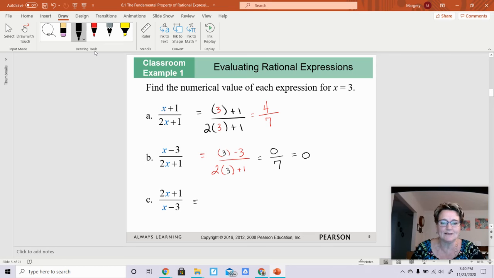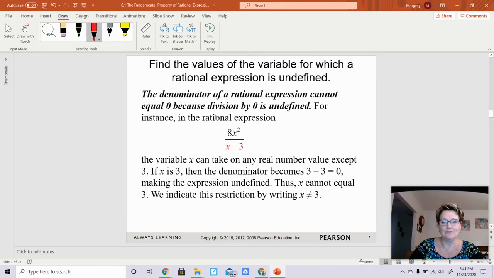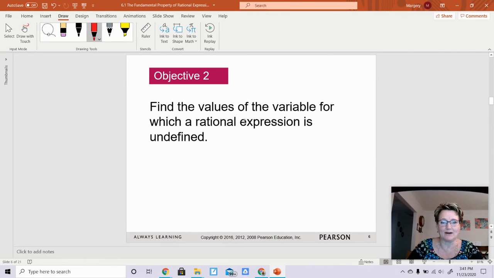Now, for the next one, I have 2 times something plus 1 over something minus 3. Once again, x is equal to 3, so wherever the blank spot is, I'm going to put in a 3. So I get 7 over 0. We are not allowed to have 0 in the denominator because that is known as undefined. We learned that in chapter 3, I believe. You can never have 0 in the denominator. Now, let's jump to the next part.